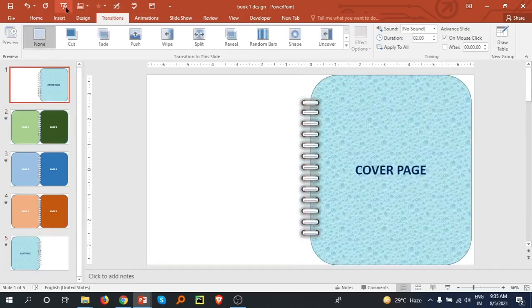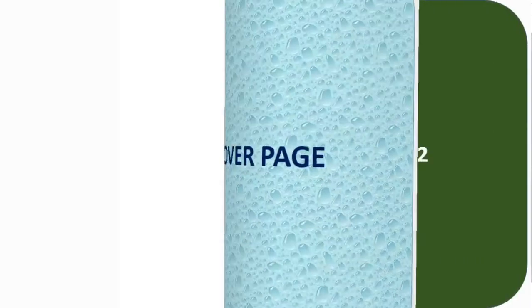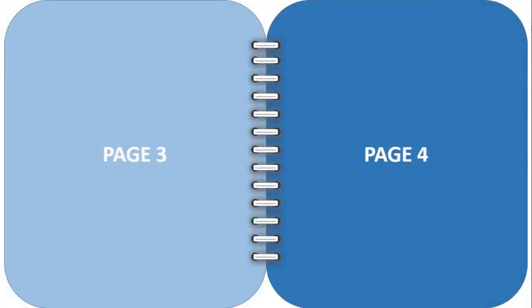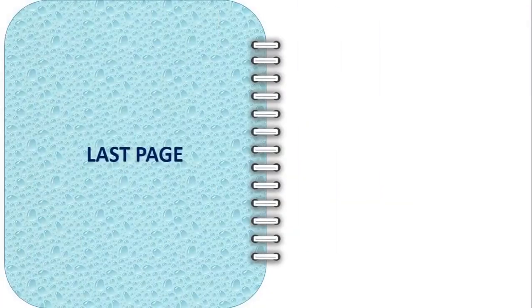Now go to slideshow mode. I am pressing the space bar for the next page. Page number 1 and 2, page number 3 and 4, 5, 6, and this is the last page.